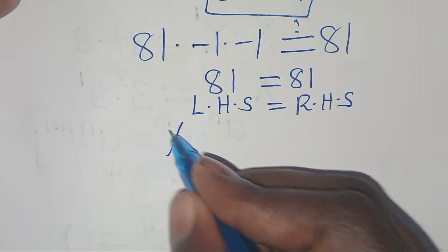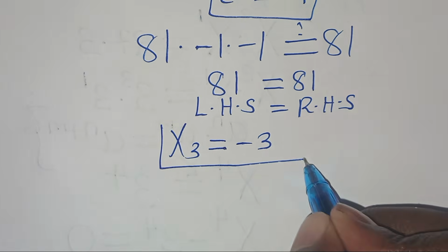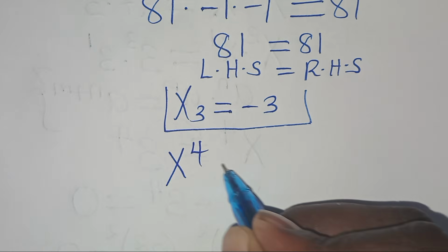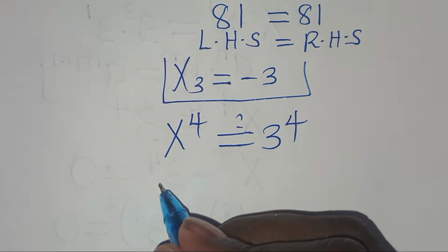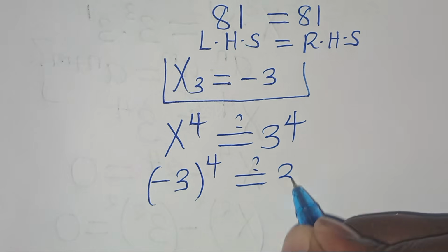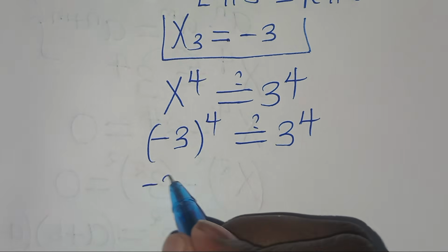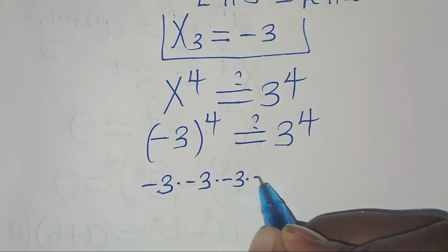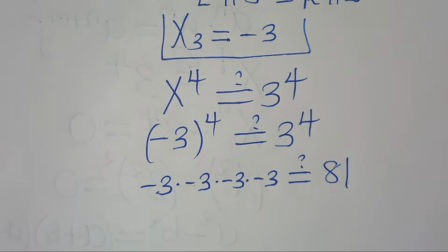Now let's proceed to x3. x3 in this case is equal to negative 3. So let's verify that x3 satisfies the equation. We have x raised to the power of 4. This should be equal to 3 to the power of 4. So this is to mean that negative 3 raised to the power of 4. This should be equal to 3 to the power of 4. So this is the same thing as negative 3 multiplying by negative 3 multiplying by negative 3 multiplying by negative 3. This should be equal to 3 to the power of 4, which is 81.